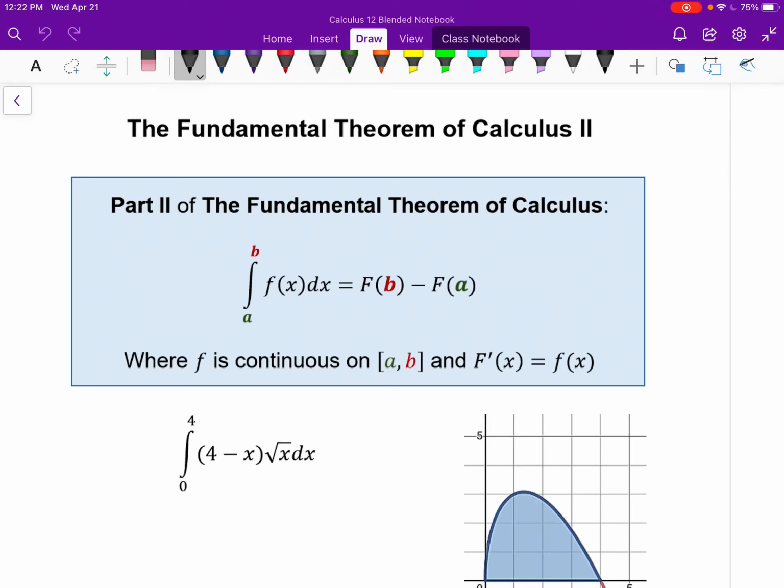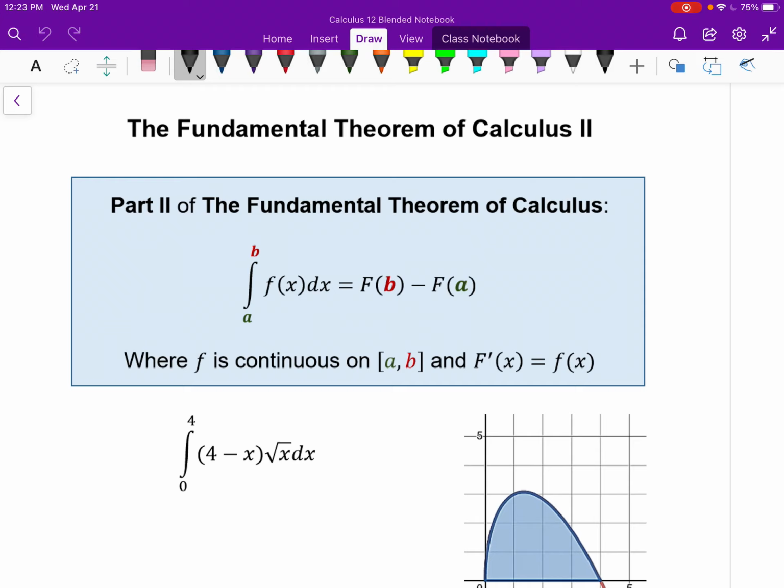All right, so this is part 2 of the fundamental theorem of calculus. And essentially in part 1, we looked at the idea that you can think of the process of integrating and the process of differentiating as being inverse processes of one another. And so in essence, you can think of a derivative as kind of canceling out the effect of an integral in a sense.